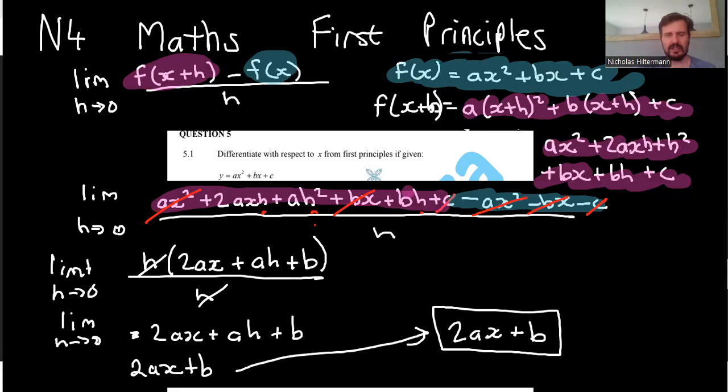Cool. Yeah, so these questions, I remember just thinking it was 5 or 4 marks in the bag. You have to write limit as h tends to 0 every time. And the nice thing is you know the answer before you start. Because you know how to find the derivative just using your basic power rule. And then if you come to the 2ax plus b, you know it's right.